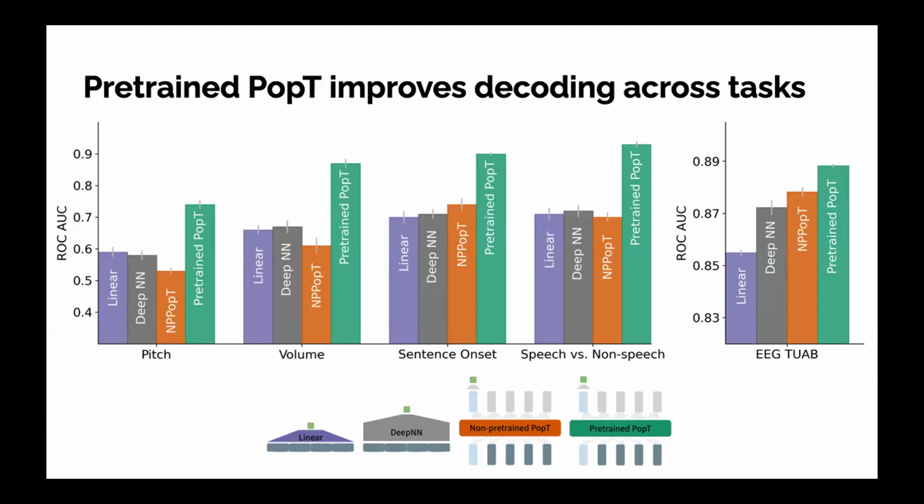And we also see the same pattern with the pre-trained population transformer, vastly outperforming the other three baselines. And I think this could be due to the fact that we have very good representations of individual channels, not necessarily manually extracted features, and also due to this population-level pre-training.